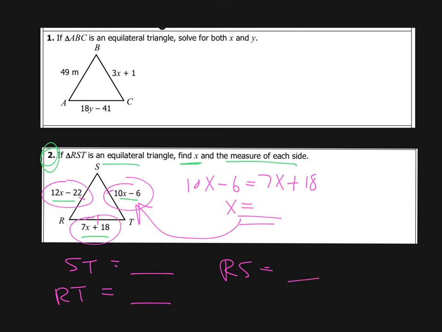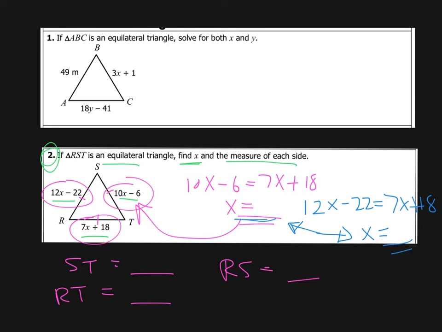Now, you should be asking, well, could I have had another algebra statement that started with 12x minus 22 equals 7x plus 18? Of course. And if you solve that, you're going to get the same value of x as you did here. So these two x's are going to be the same. So you don't need to keep solving all these different equations. Just pick one and solve.